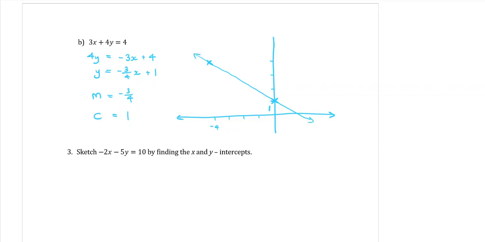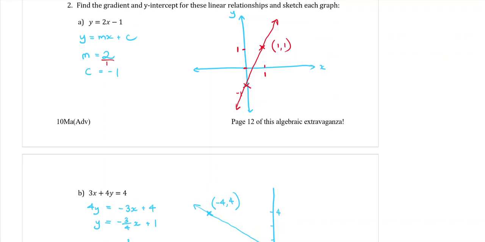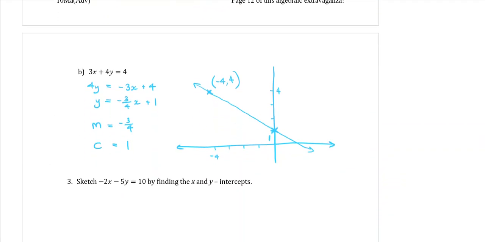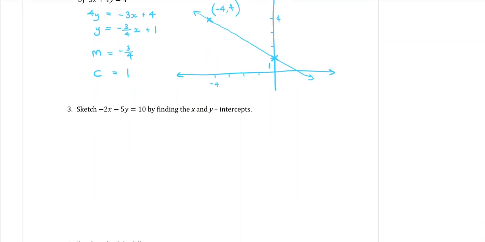Make sure that your y-intercept is labelled and your point, which is -4, and this number here would be a 4, so -4, 4 is also labelled. Okay, so the way I was sketching in those questions, that's called the gradient intercept method for sketching straight lines. In question 3, we're sketching a straight line again, but we're asked to do this by finding the x and the y-intercept.